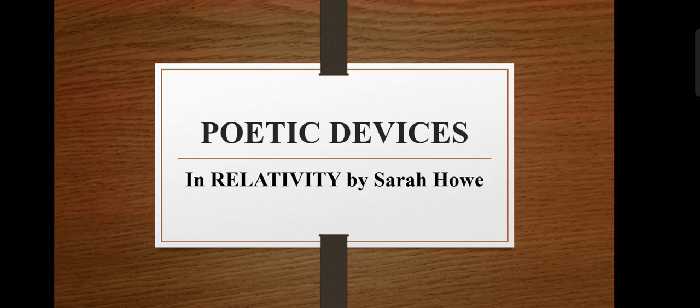So before we start, let's quickly understand what a poetic device is. A poetic device is a tool that is used by the poet to enhance the rhythm and meaning, and to make their poems more powerful, memorable, and readable. Now let's go through the different poetic devices that have been used in the poem Relativity and see how they contribute to the poem's deeper meaning.